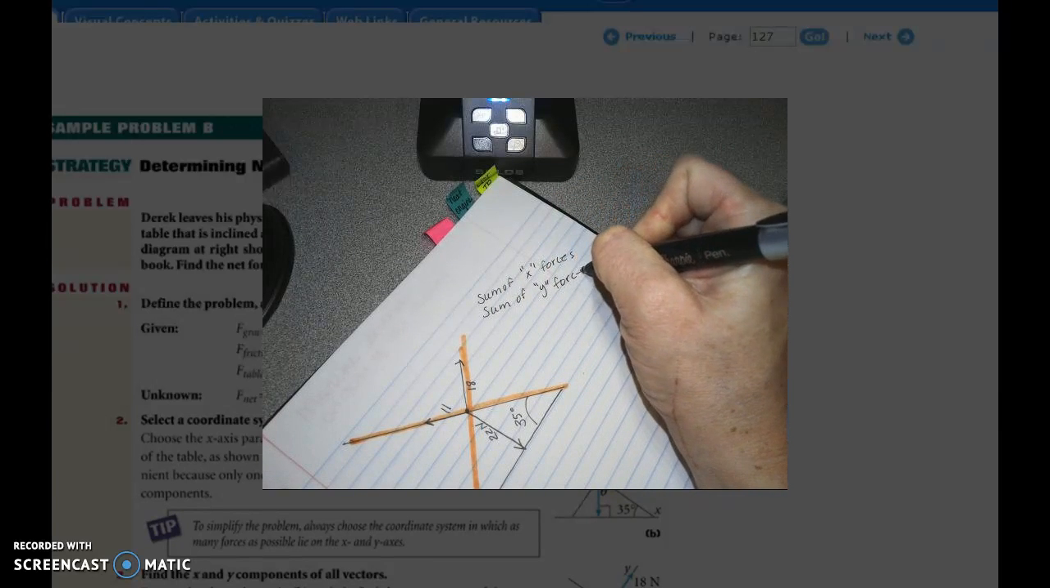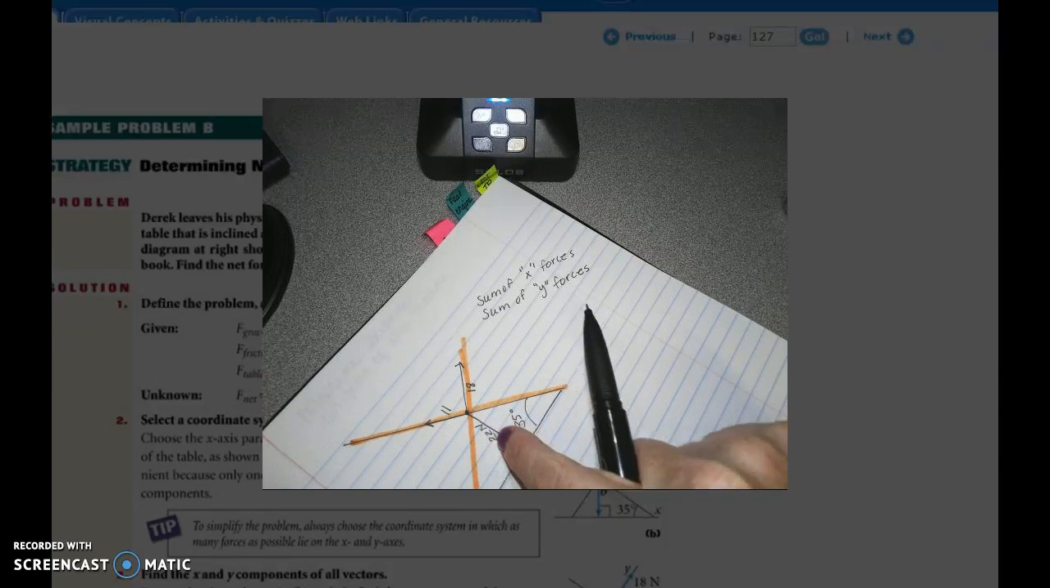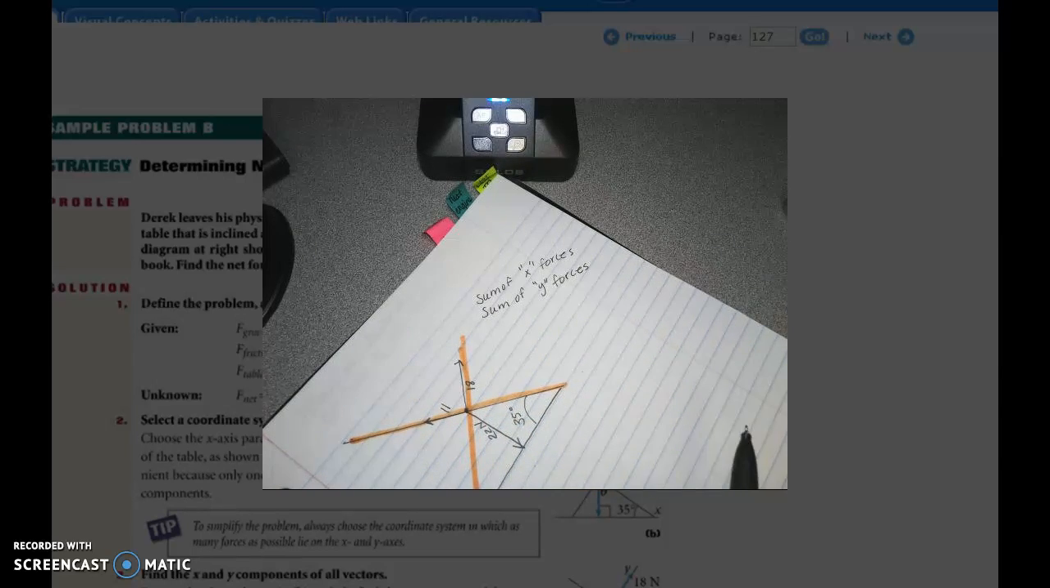And then we can add these together and come up with a net force. Now, if we have a net x force and a net y force, then we would just use vector addition to come up with the sum of those two vectors. This problem, we actually don't end up with that, though. So, the next step here is to determine the x and y components of the gravity arrow.